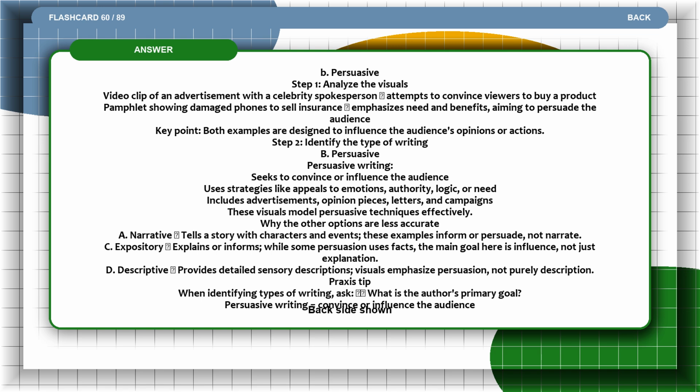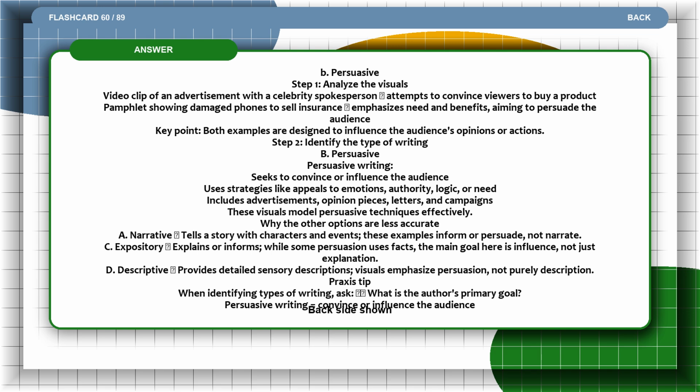Step 2. Identify the type of writing. B. Persuasive. Persuasive writing seeks to convince or influence the audience, and uses strategies like appeals to emotions, authority, logic, or need. Includes advertisements, opinion pieces, letters, and campaigns. These visuals model persuasive techniques effectively.